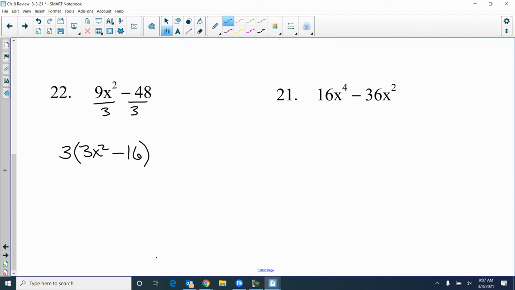All right, number 21. Few things we can do here. What's the number one thing we always need to do? GCF. All right, what's my GCF? 16x and 36x squared, or x to the fourth.